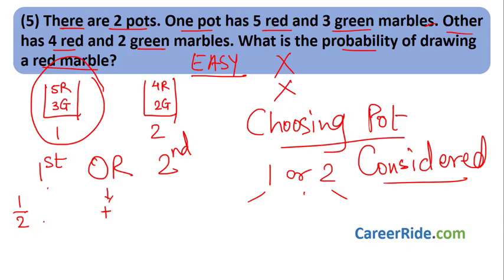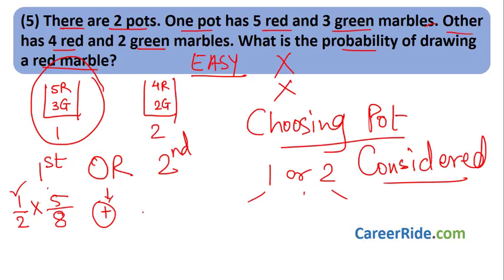After choosing pot 1, we choose the red marble. Now let us choose the red marble from the first pot. How many red marbles are there? 5. So I have 5 choices, divided by total marbles. 5 red plus 3 green is 8. Right? This is the probability of choosing a red marble from the first pot. Or means addition, that we have written over here.